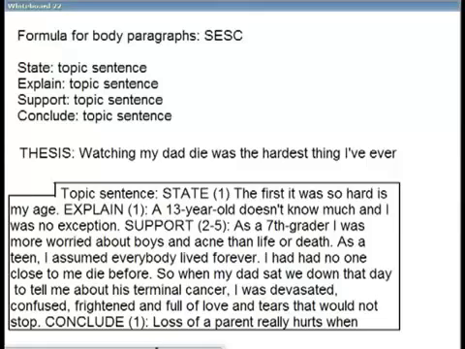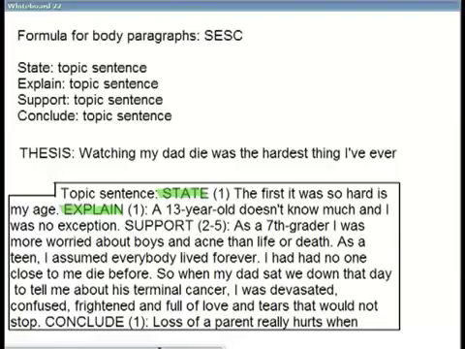So there is the formula for the body paragraph. State: we stated our topic sentence. The first reason it was so hard is my age. We explained the topic sentence. In other words, you say the same thing but in different words. A 13-year-old doesn't know much, and I was no exception. So you referred to your age there.